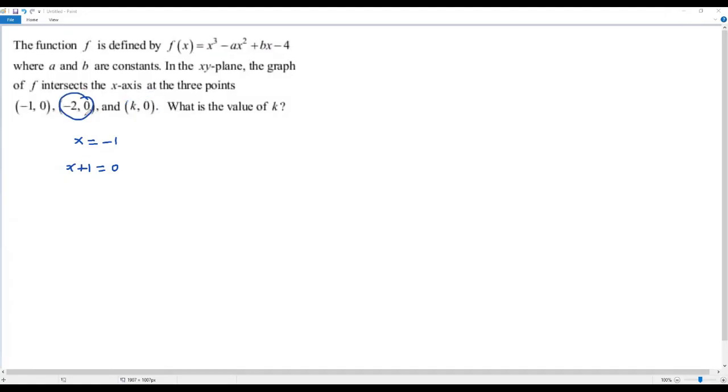Okay, now let me consider the second x-intercept. Here the x-coordinate is negative 2, that is x equals negative 2. Make the right side 0. For that, we add 2 to both sides of this equation. I am getting x plus 2 equals 0. This is the linear factor corresponding to this x-intercept.